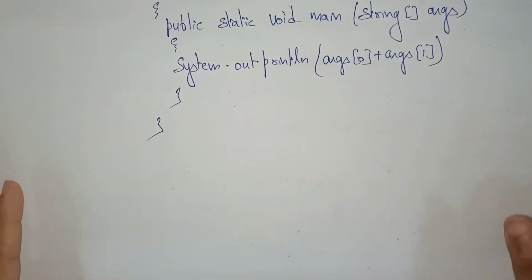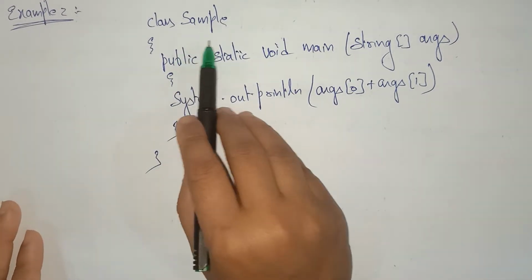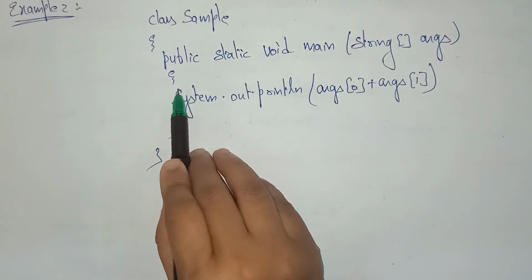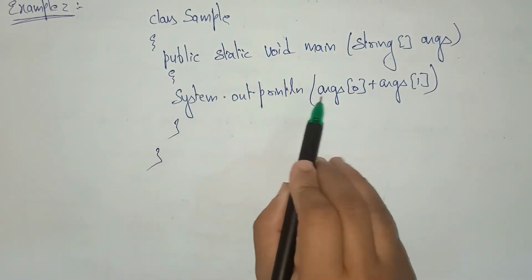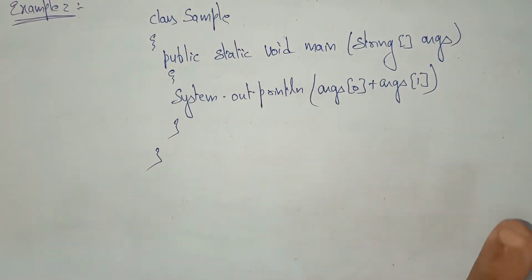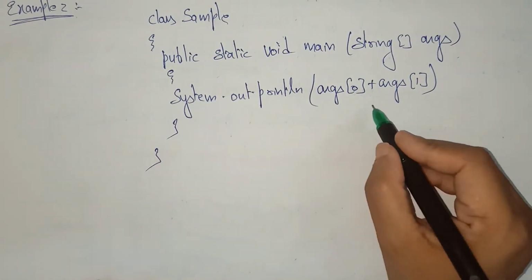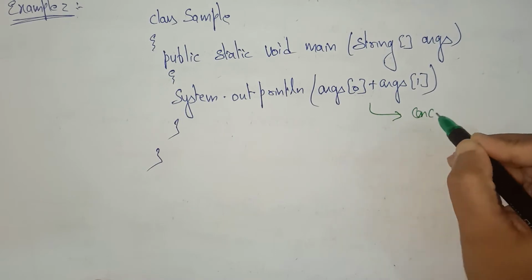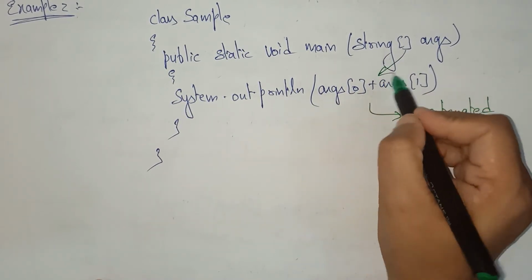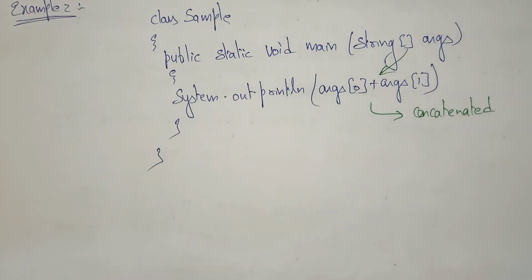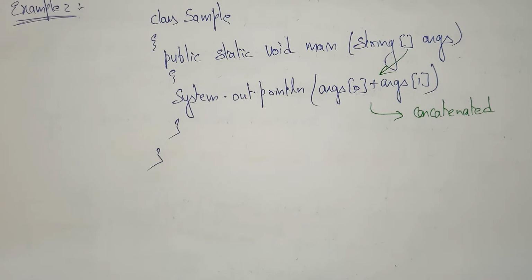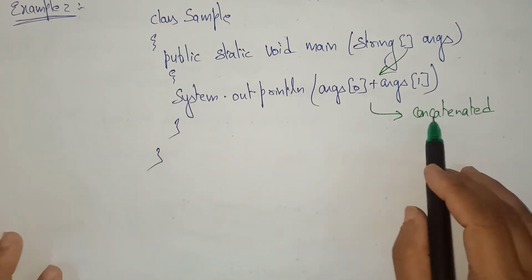See another example. Class sample, public static void main method is called, the open brace is executed, System.out.println of args[0] plus args[1]. Whatever two arguments I enter, those two will be concatenated here. Concatenated, not added. These are strings, not numbers. Even if you enter a number, it is considered a string, not an integer.